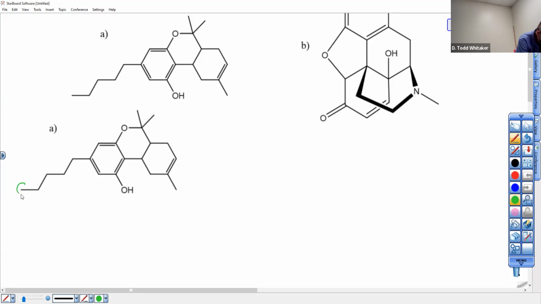Remember, the end of a stick is a C unless otherwise labeled. What do I mean by unless otherwise labeled? Here's a perfect example. That is not a C, it's an O. The end of this stick is not a C, it's an O. The end of this stick is a C. Intersections of sticks, also C's. Here's all our C's. We got them all. Formulas are always C's, H's, and then the rest of the elements are listed alphabetically.